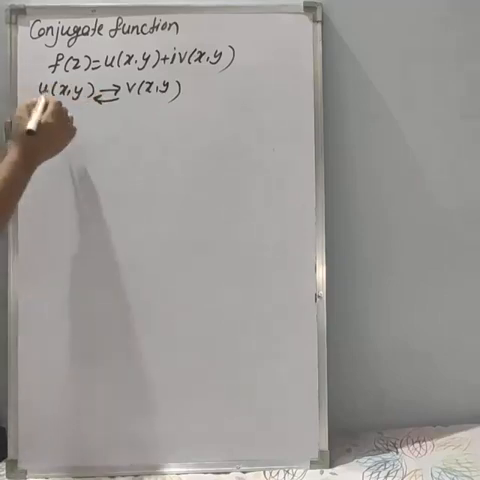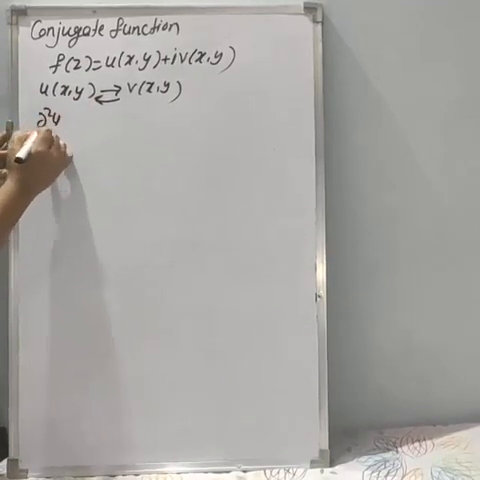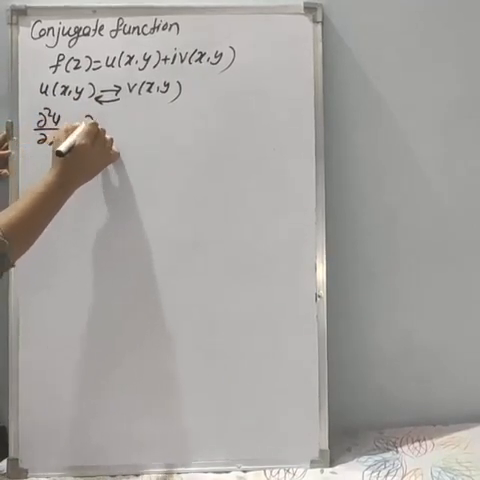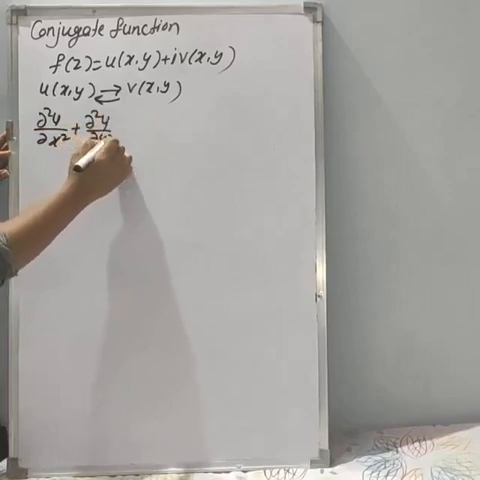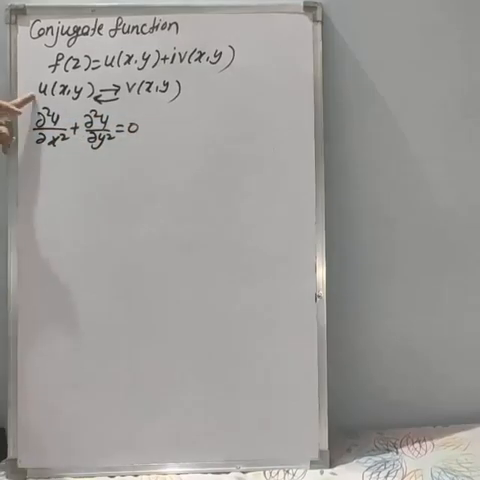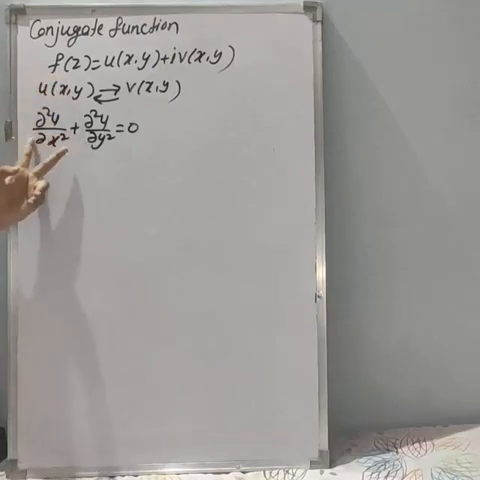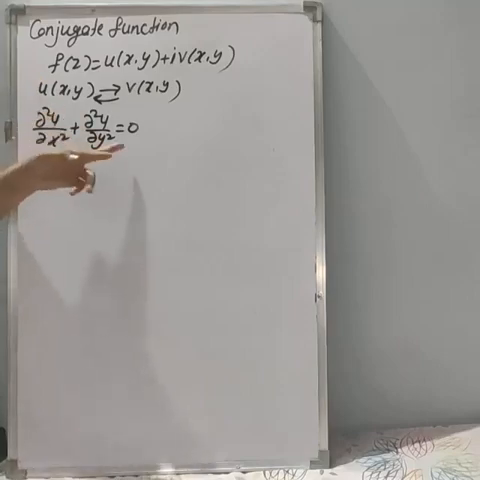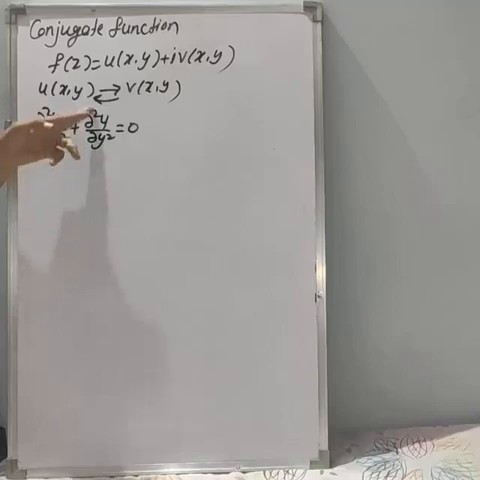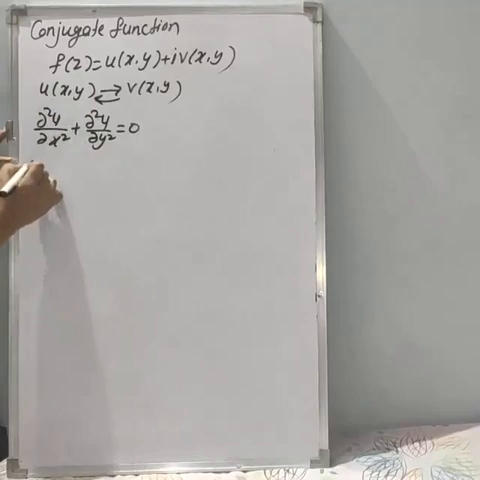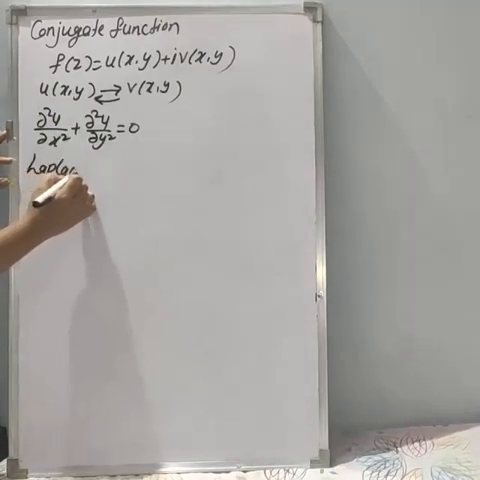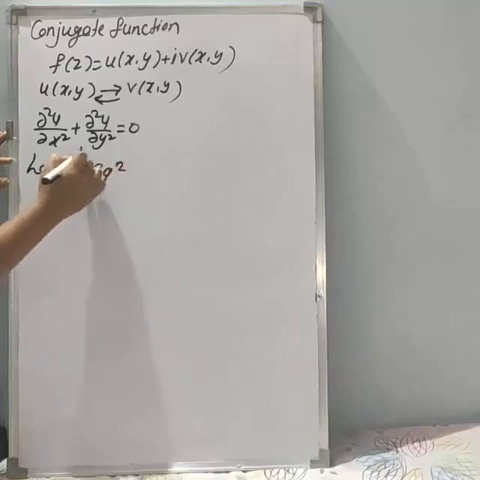Now suppose this u satisfies del square u by del x square plus del square u by del y square is equal to 0. If u is the given function, find the second order derivative with respect to x and the second order derivative with respect to y, and add them. After addition, if you get the value 0, that is del square u by del x square plus del square u by del y square is equal to 0, then we can say u satisfies the Laplace equation.